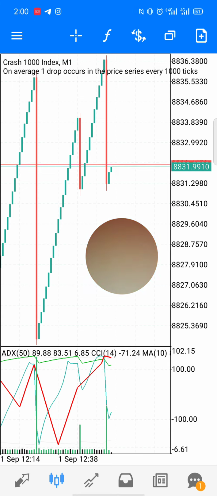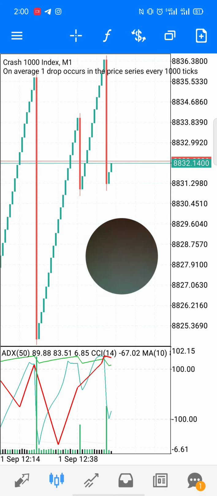So guys, in this video I'm going to show you how to trade Crash and Boom. I'm going to show you how to trade Crash and Boom successfully. As you can see on my screen, we just got a spike. This strategy is the spike catching strategy for Crash and Boom. It works on all of them: Crash 500, Boom 500, Boom 1000, and Crash 1000. So it works for all.